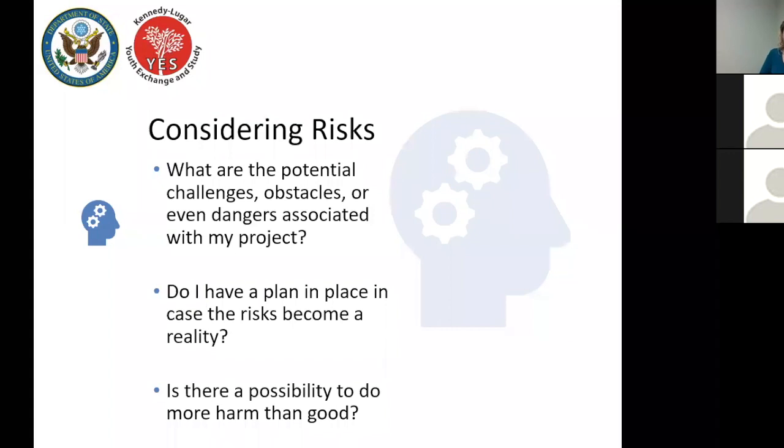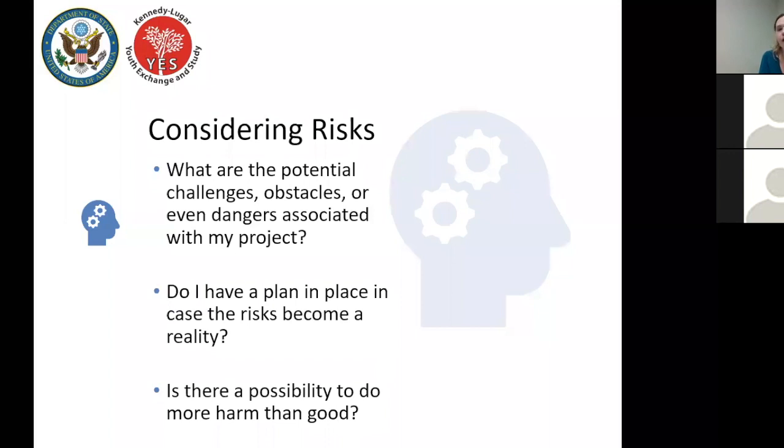Okay, so moving on to considering risks. You need to think about any potential challenges, obstacles, or dangers associated with your project, and deciding if you have a plan in place in case those risks become a reality.